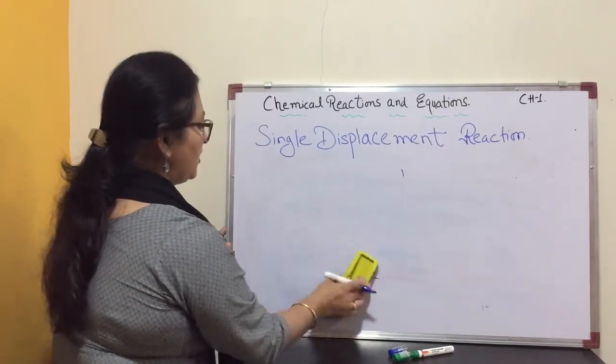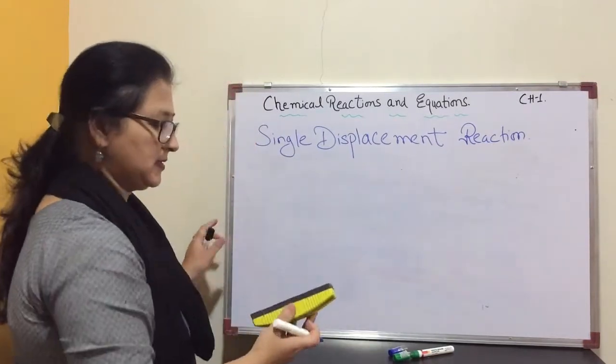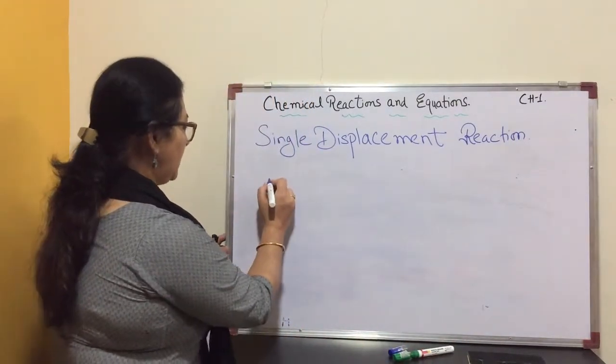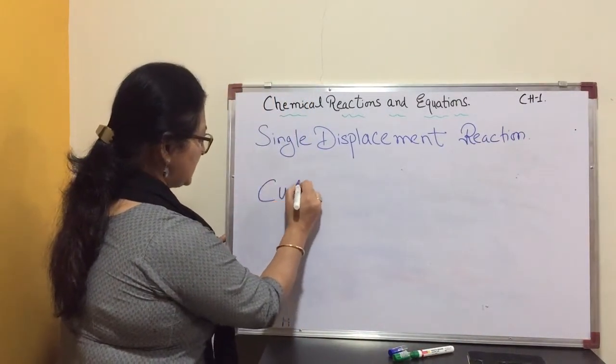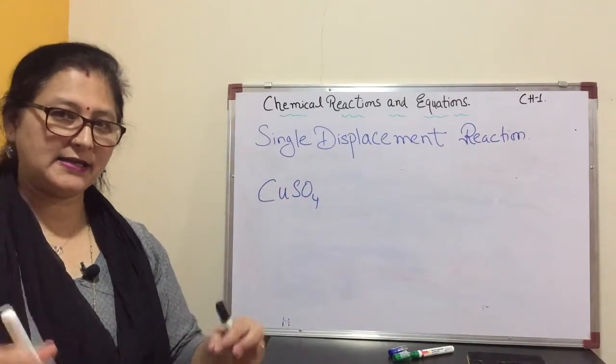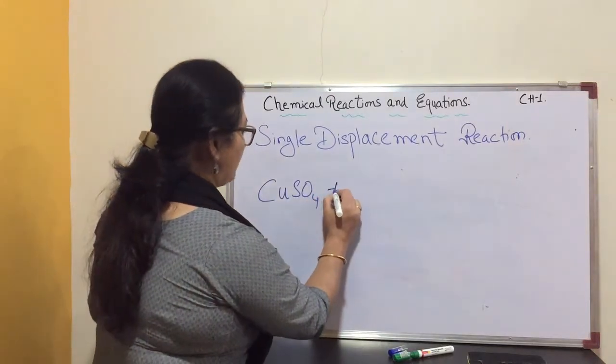The reaction which is given in your book with the experiment is copper sulfate, CuSO4. It is a blue color solution. Okay, so when you dip iron nails in a copper sulfate solution, what happened?